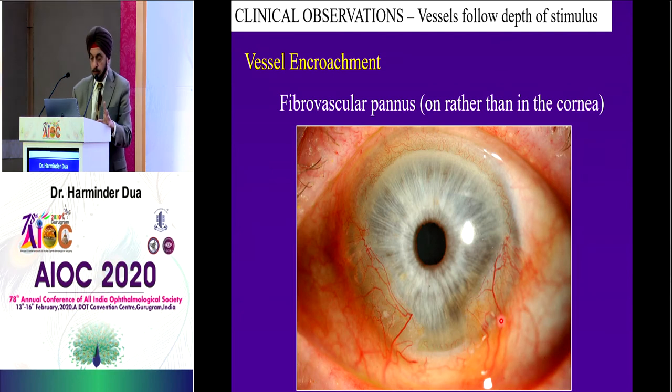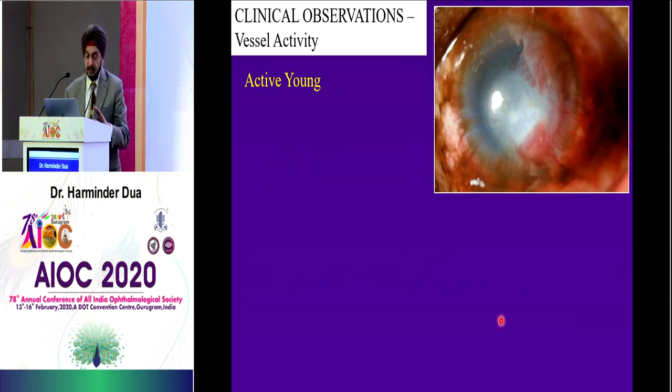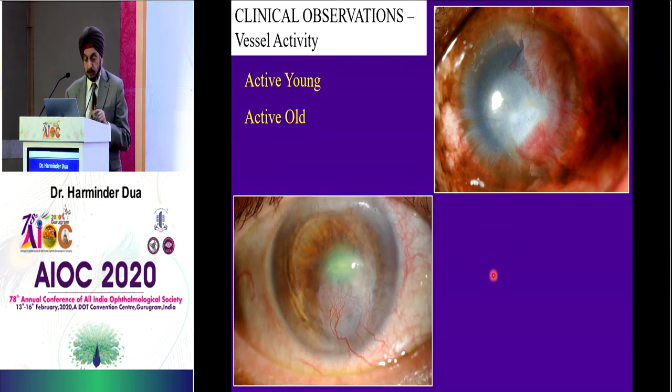But the most important take-home message here in understanding vascularization is that they are not all the same. You can have active young vessels, very bright young vessels, a lot of them with a lot of tissue edema and sometimes infiltration around. Active young vessels. And then you can have active old vessels. So they're still circulating blood on the slit lamp. You can see the circulation, at least in the veins. There is some tissue edema and inflammation, and they are active old vessels.